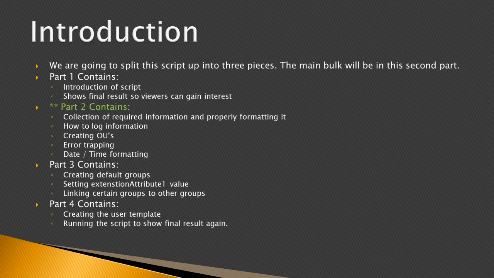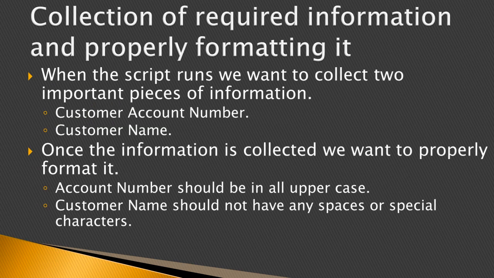And in this we're going to go over how to collect the different requirements and also properly format it, how to log information, create the OUs, do some error trapping, and also special date-time formatting, which is used for the log file. So basically what I want to hit right now is the collection of requirements and the information, and also how to properly format that. So when we first launched the script, as you saw in part 1, we collect 2 pieces of information, and that's the customer account number and the customer name.